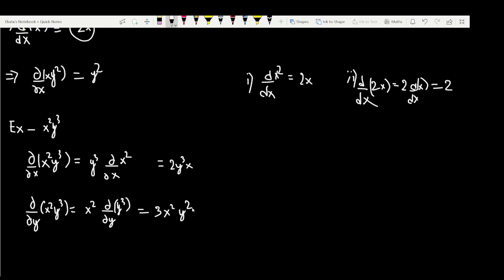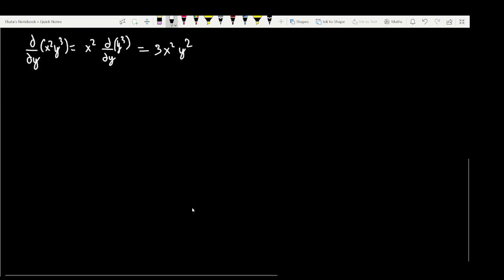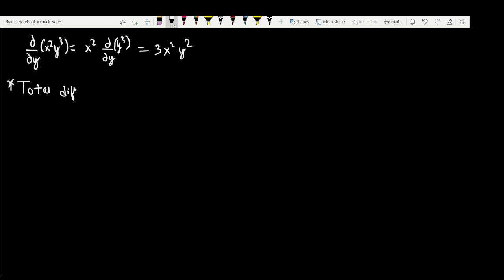Now moving towards some more interesting topics in partial differentiation, which is the total differential, or total derivative. Okay, what is this particular thing? So our topic now is going to be on the total differential. So what is this particular differential?